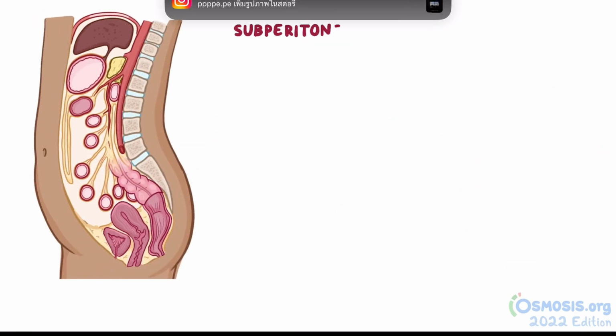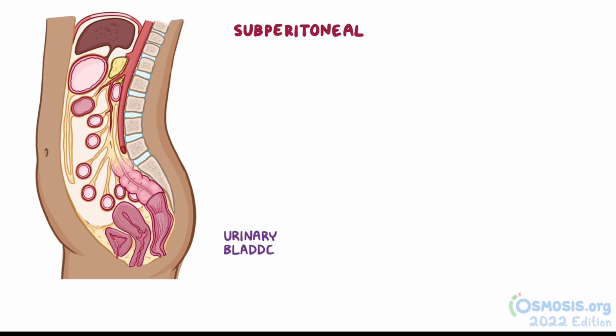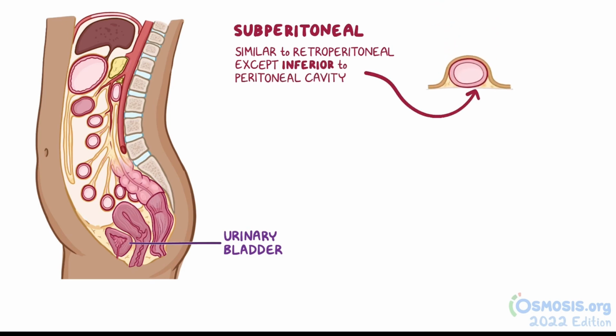Lastly, the subperitoneal organs, like the urinary bladder, are similar to the retroperitoneal organs, except they are located inferior to the peritoneal cavity rather than posterior to it.